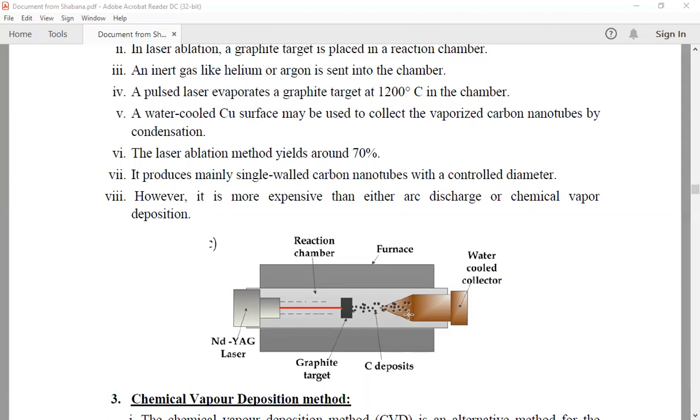To improve the yield, a composite of graphite and metal catalyst particles like a cobalt and nickel mixture was used to synthesize the single-walled carbon nanotube. The yield of this process is 70%. The reaction temperature, what I told you, is 1200 degrees centigrade we are taking. The reaction temperature determines the diameter of the single-walled carbon nanotube. And this method is very expensive compared to the arc discharge method or chemical vapor deposition method.